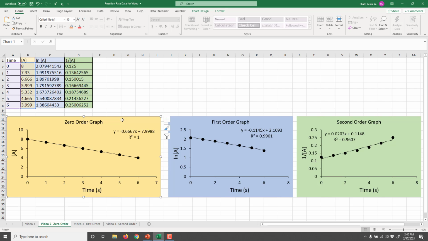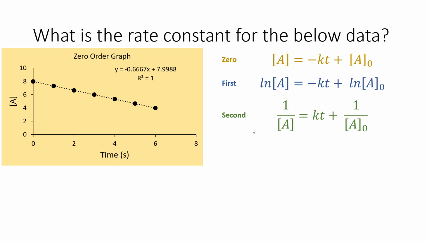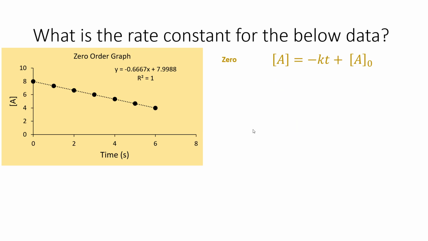So that means that this is a 0 order reaction, because it has the R squared equal to 1. And so I can go back and look at this data. I know it's a 0 order graph, and so it follows this integrated rate law. And I can then use this integrated rate law in order to determine the rate constant. So how do I do that?